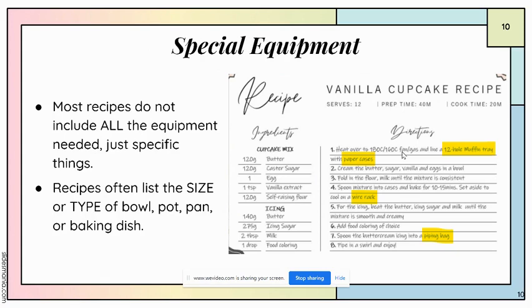All right, special equipment. Most recipes do not include all the equipment they need, just the specific things. Recipes often list the size or type of bowl, pot, pan, or baking dish. This is also why it's important to read all of our directions all the way through. Like this vanilla cupcake recipe, we've got a muffin tray, we've got paper cases, which is like the muffin liners, right? That needs a wire rack. You also need a piping bag to spoon the buttercream, right? So that special equipment is listed within the directions. You have to check for that because it's not going to tell you outright in a list.